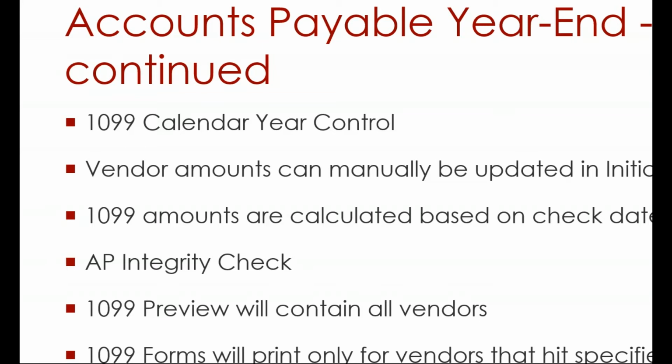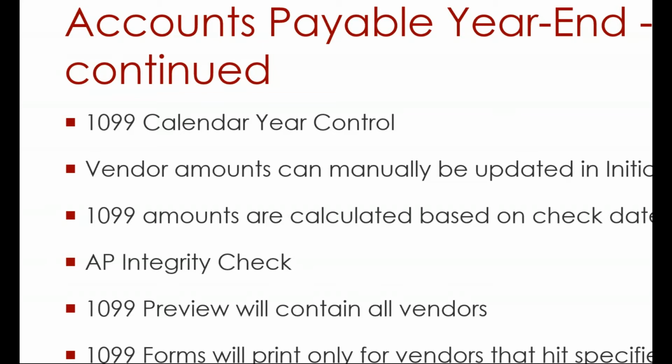Another key item to make note of, the 1099 preview report is going to show you all vendors that are marked as 1099 vendors, regardless of the amounts paid to them. So as long as they're flagged as a 1099 vendor, they may not have had anything paid to them. If they're flagged as a 1099 vendor, they're going to show up on your 1099 preview report. The 1099 forms, though, those are only going to print for those vendors that hit the limit and require a form to be printed for them.